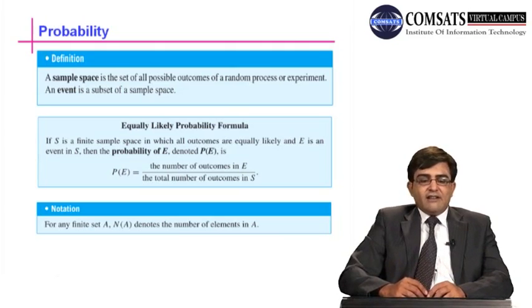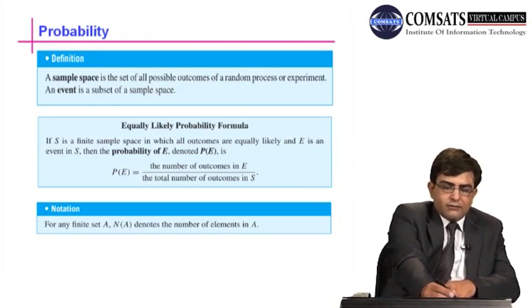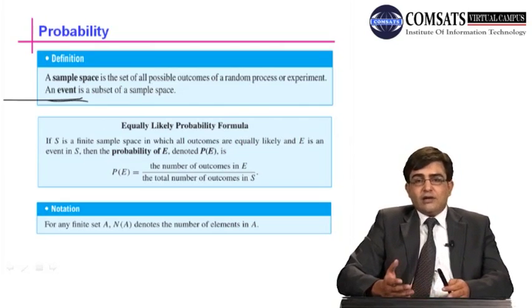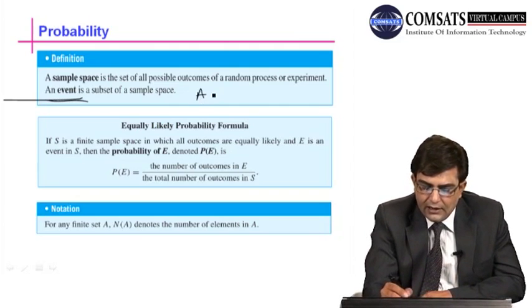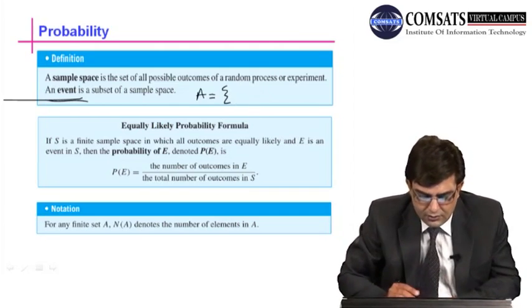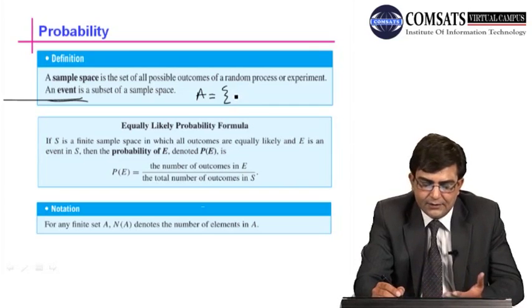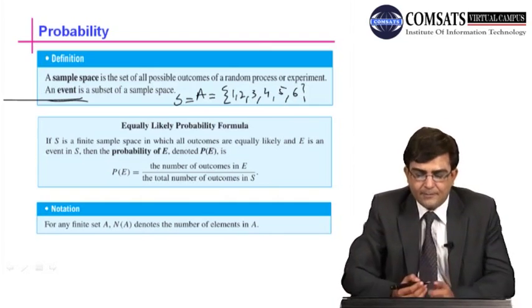And what is an event? An event is a subset of a sample space. For example, if you throw a die, the sample space is the set which contains all possible outcomes of throwing that die. This is basically the sample space, and it is usually denoted by S. So we denote it by S, here S = {1, 2, 3, 4, 5, 6}. So this is a sample space for the experiment of throwing a die.